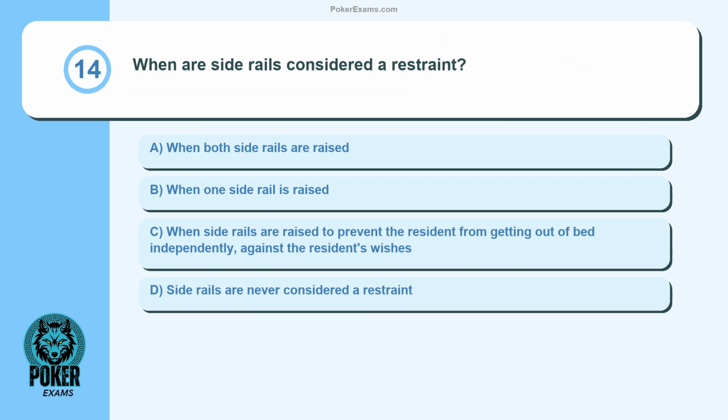Question 14. When are side rails considered a restraint? When both side rails are raised. When one side rail is raised. When side rails are raised to prevent the resident from getting out of bed independently, against the resident's wishes. Side rails are never considered a restraint.